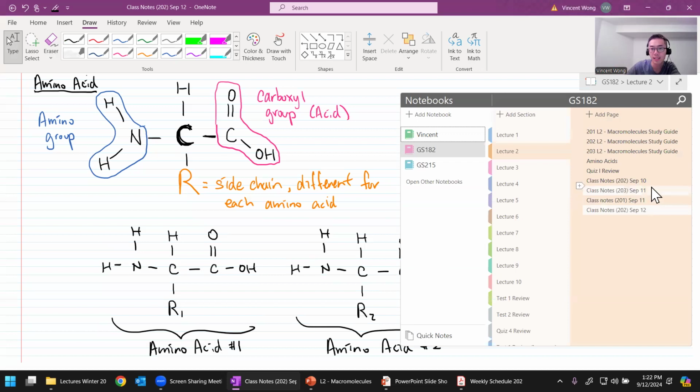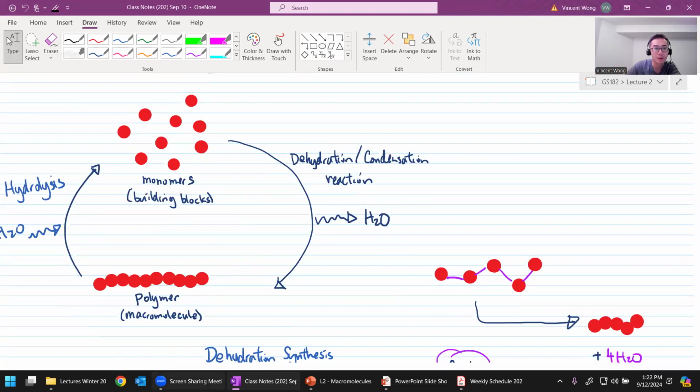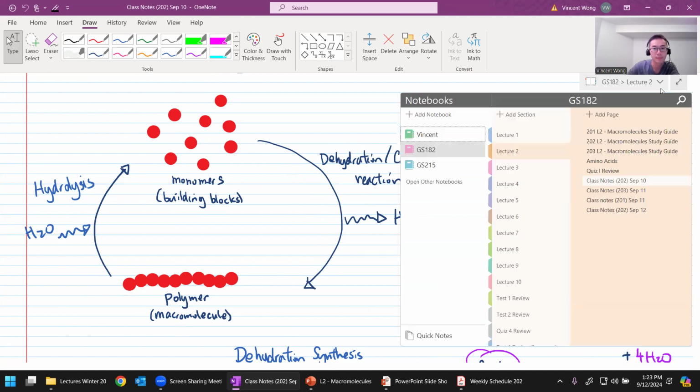But you know what? No, it's dehydration. Let's go back to here, right? Look, we wrote it down last time, just so that you know where we are at. If you have the monomers and you want to connect them together, you have to do a dehydration or condensation reaction, right? You need to remove a water molecule before you can form the bond. Does that ring a bell, guys? You gotta let me know if you don't understand. I can always explain again.